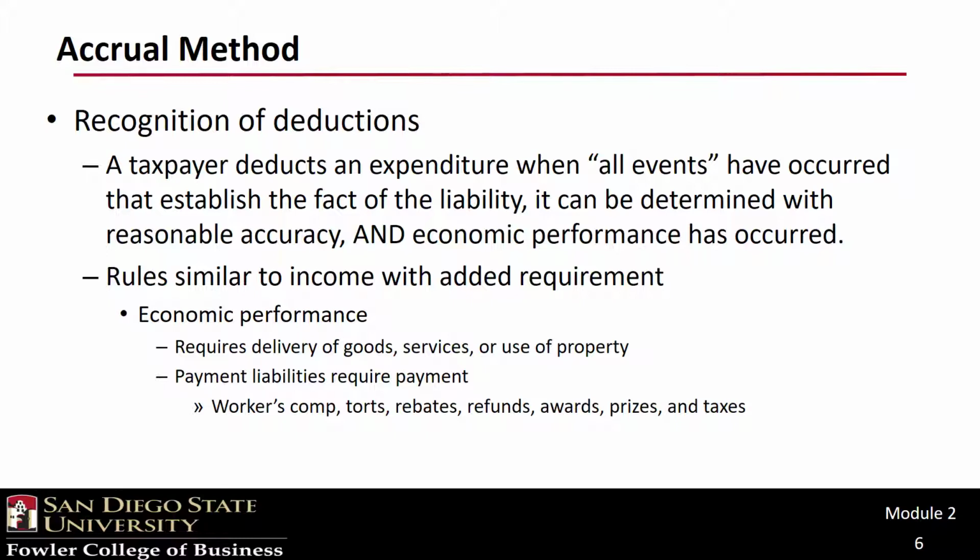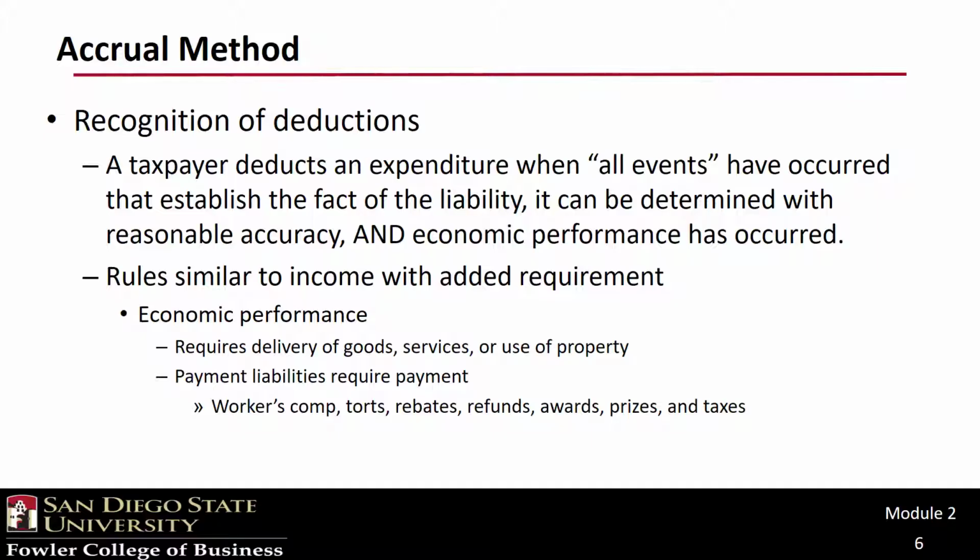Deductions are recognized under an all events test also, but there is an added requirement known as economic performance. Learn it, know it, live it. Generally speaking, economic performance is the delivery of services or goods, or if related to rents, the use of the property over time. There is a category of deductions called payment liabilities. Payment liabilities are only deductible when paid, even for an accrual-based taxpayer. Payment liabilities include workers' comp claims, torts, rebates, refunds, prizes, and awards.